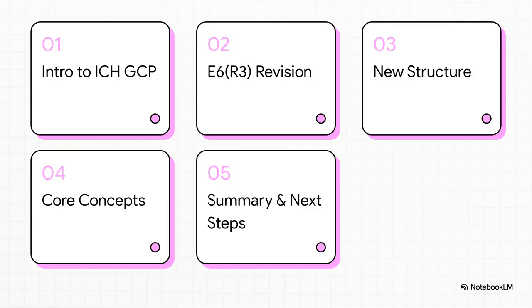We're going to cover 5 main areas. We'll kick things off with a quick intro to ICH and GCP. Then we'll get into why this big E6R3 revision even happened. After that, we'll look at the new guideline structure, talk about the core quality concepts behind it all, and wrap up with a summary and a peek at what's coming up next.